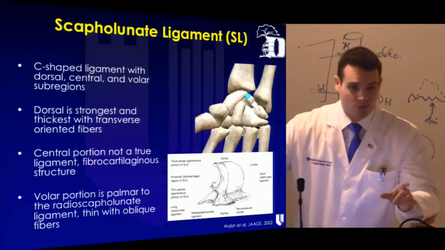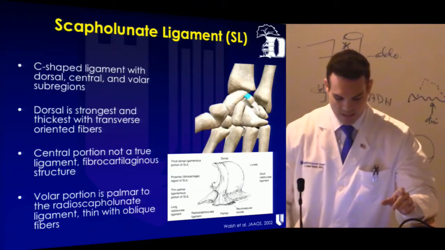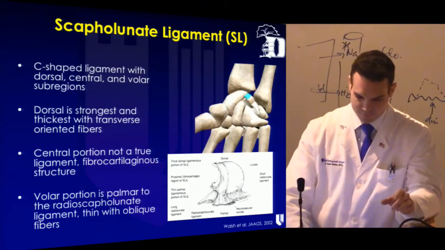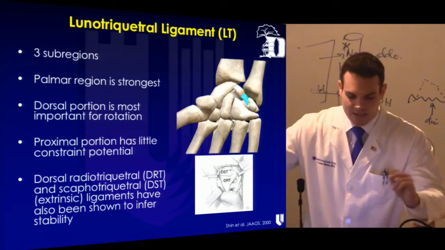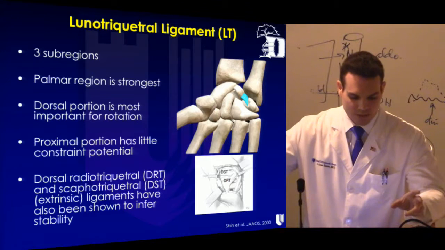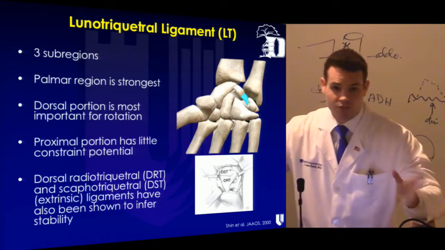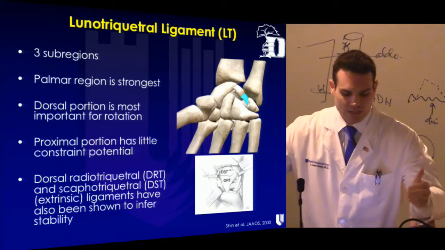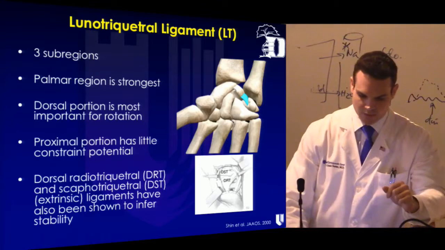So the central portion is actually not a true ligament, more of a fibrocartilaginous structure. And the volar portion is palmar to the radioscapholunate ligament with thin oblique fibers. The luno-triquetral ligament also has three subregions. In contrast to the SL ligament, it's kind of the opposite in terms of what's most important. So the palmar region is actually the strongest, although the dorsal portion is most important for rotation. The proximal portion has little constraint potential, and importantly for the case of the luno-triquetral ligament, cadaveric studies have shown that transection of just that often will not create instability, and you need severing of extrinsic ligaments, including the dorsal radiotriquetral and the dorsal scaphotriquetral ligaments to infer stability.